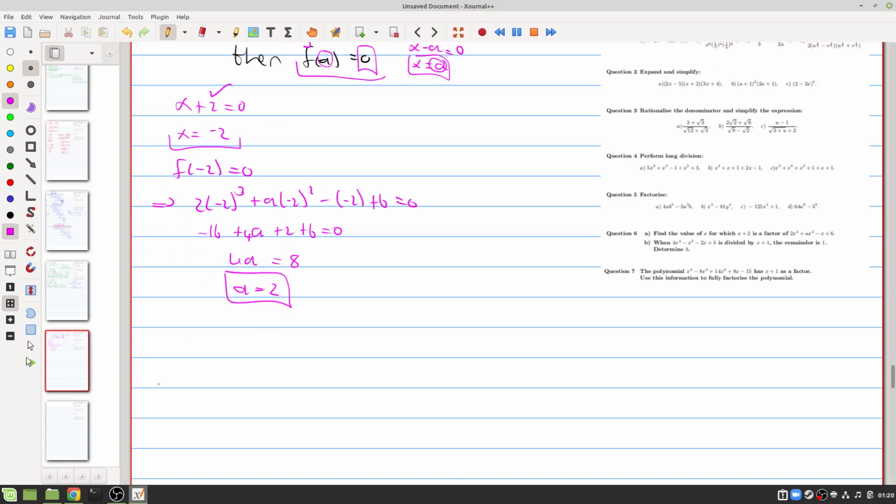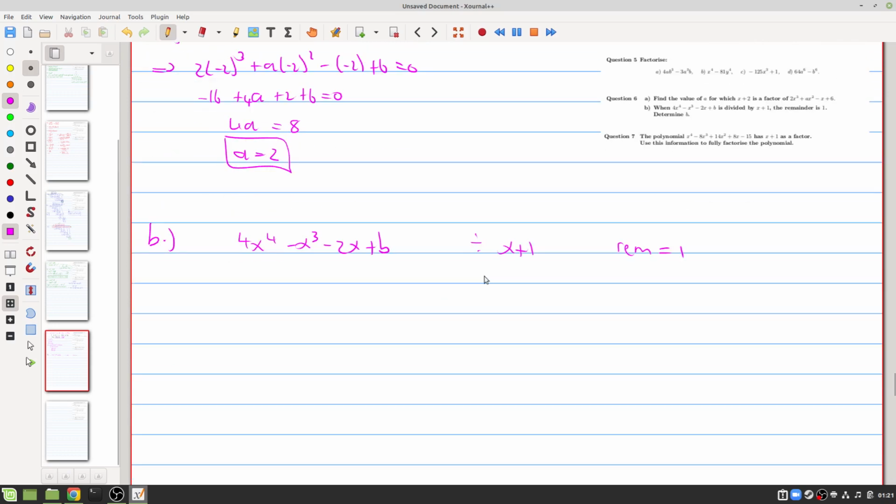And then B. Oh, no, I combined question 6 and 7. Sorry, my bad. Question B: 4x to the power 4 minus x cubed minus 2x plus b. When that is divided by x plus 1, the remainder equals 1.